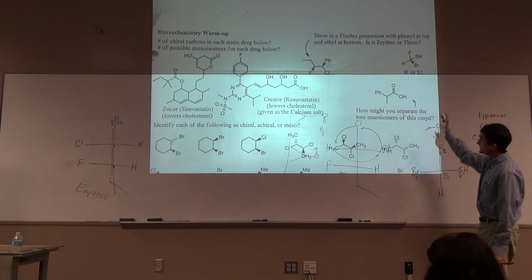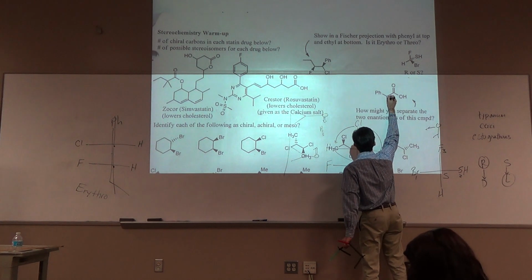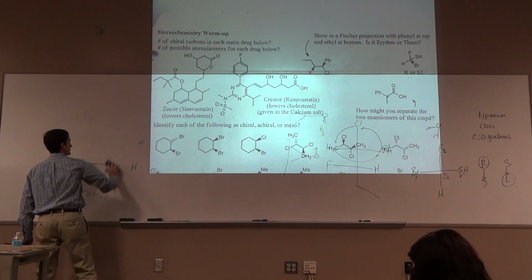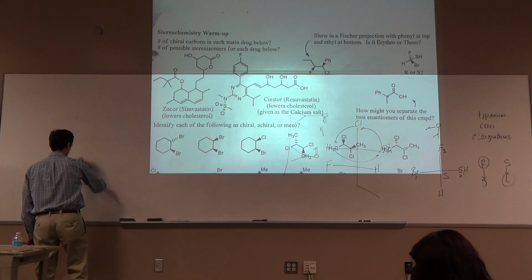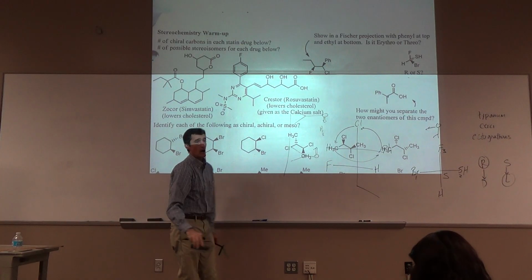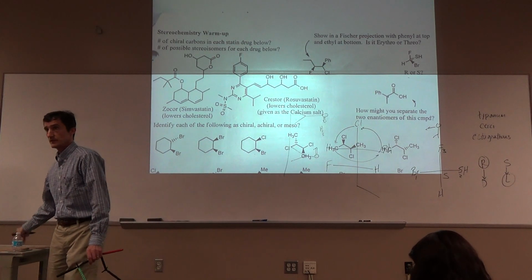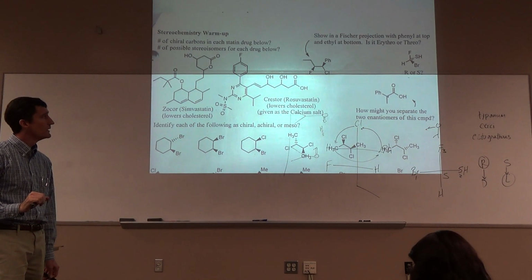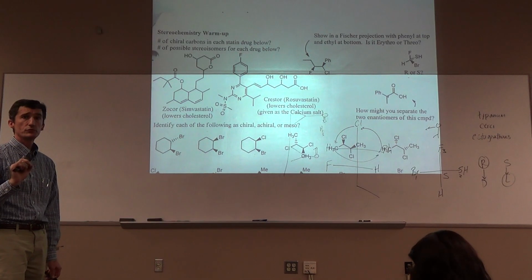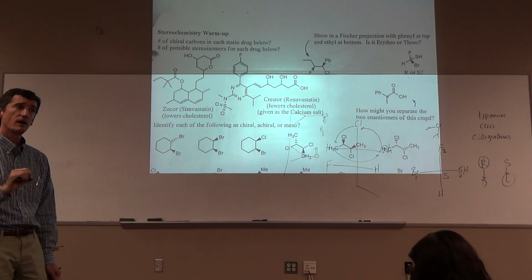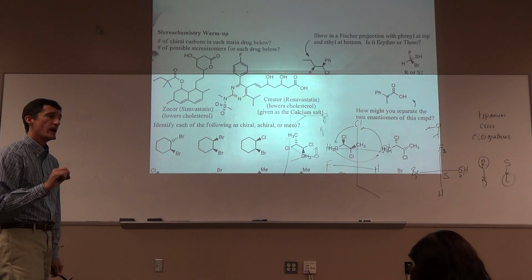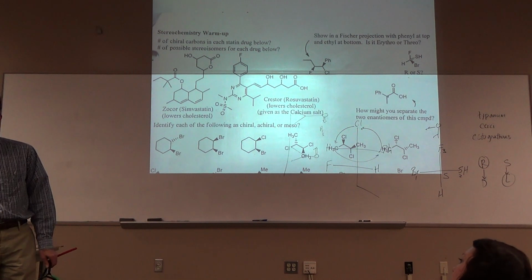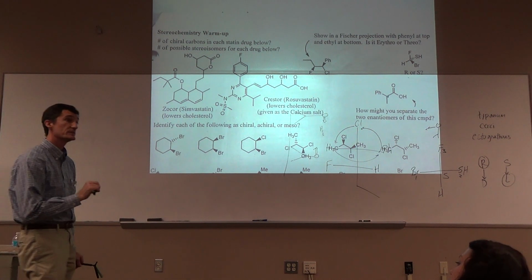How might you separate the two enantiomers of this compound? Right here we have R and S. We could have a racemic mixture. How would you separate those two? Enantiomers have the same physical properties, except for rotating plane-polarized light. One of the most common ways is to make a salt of the compound, a diastereomeric salt. Diastereomers have different physical properties. They can potentially be separated.